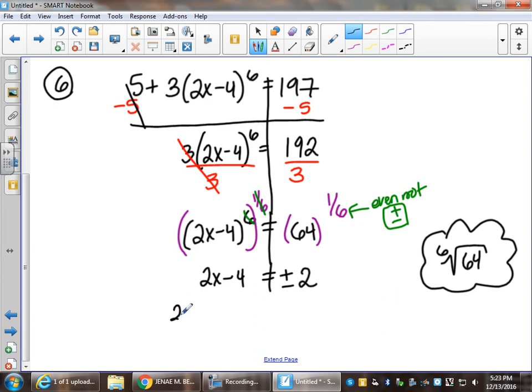So we have to set up our little equations again. 2x minus 4 equals a positive 2. 2x minus 4 equals negative 2. If you didn't have the note about the even root and the plus minus, add it. If it helps to have the little bubble over here with seeing the 64 to the 1/6 as the 6th root of 64, write that down. And let's find our answers for x.